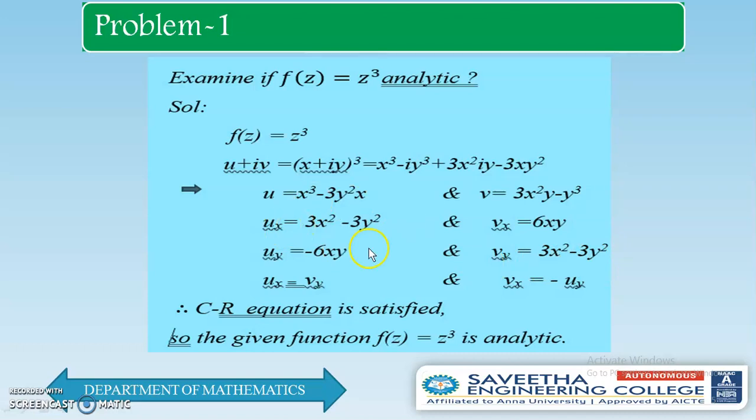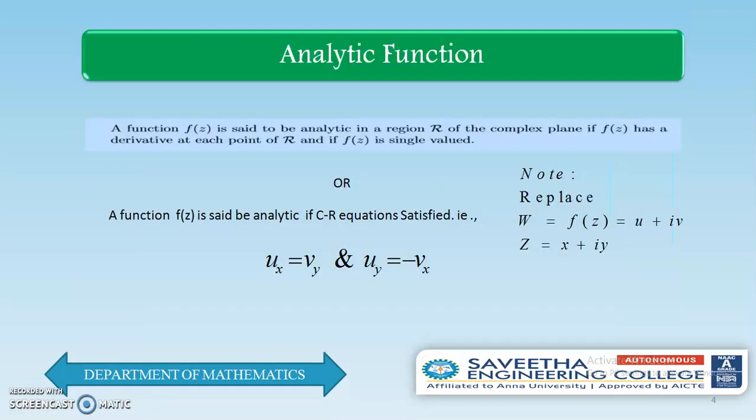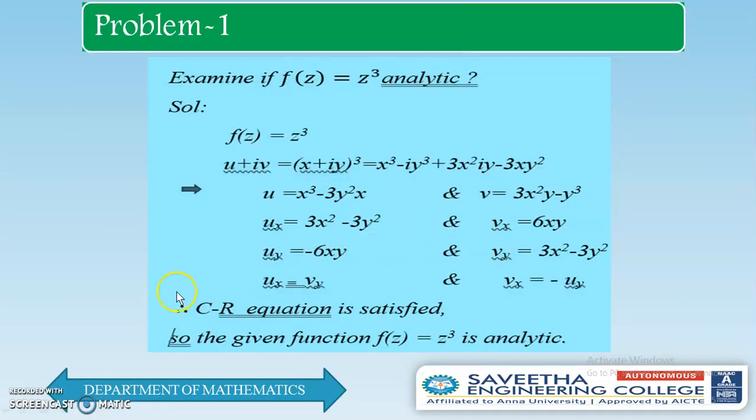So ux equal to vy. We can check these two here. I can put highlight marks here. Here we check whether these two are equal or not. So 3x square minus 3y square, and here 3x square minus 3y square. These two must be right.